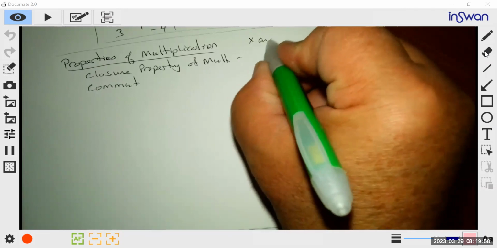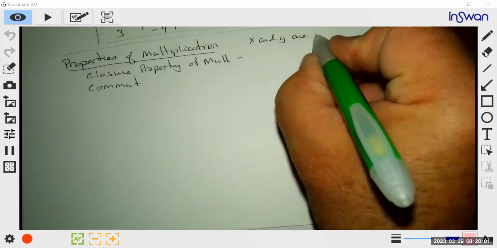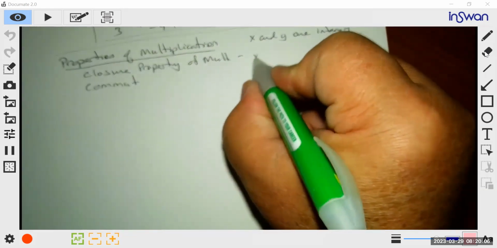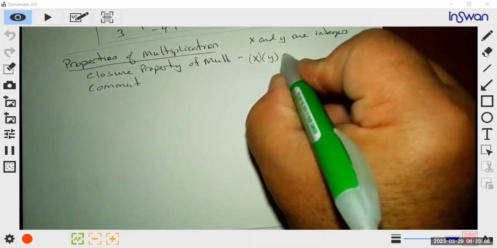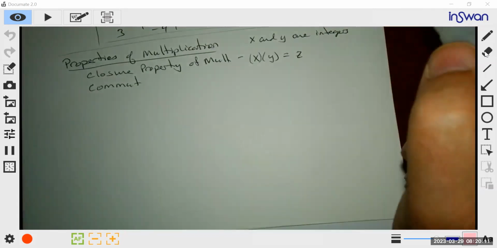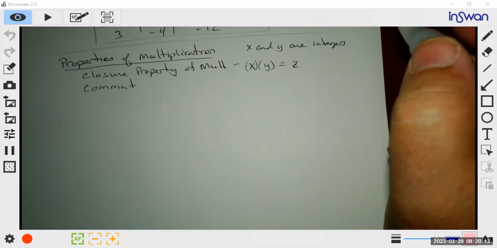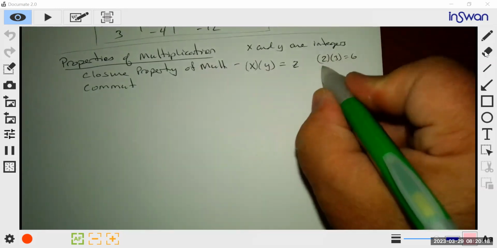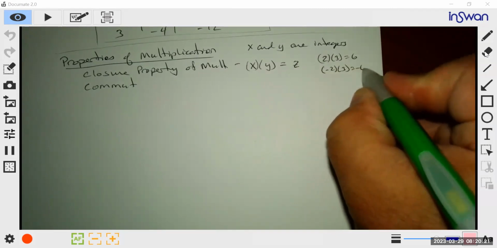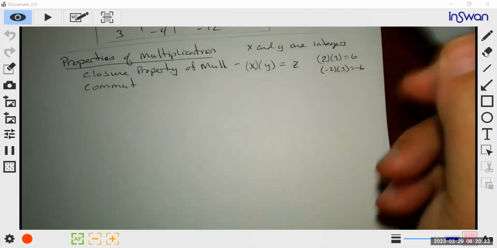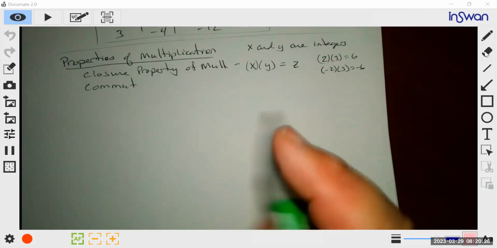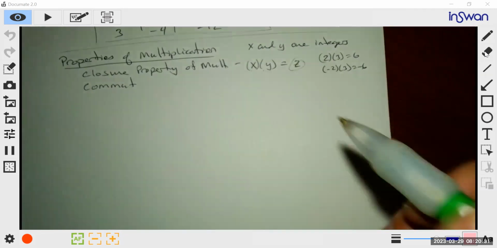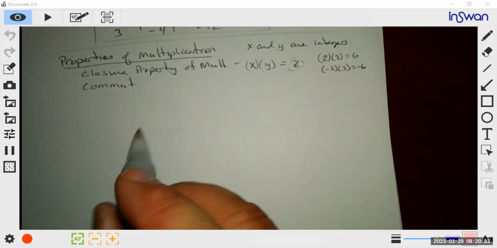We say X and Y are integers. If I take two integers and multiply them together, their product will be another integer. 2 times 3 is 6. They're all integers. -2 times 3 is -6. They're all integers. And same thing for 2 times -3. So that's closure. It means if I take two numbers and multiply them together, their answer is also an integer.